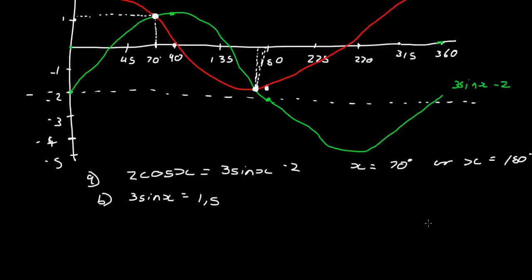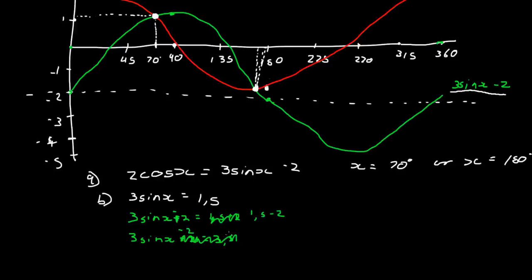Okay, they're asking us to use this graph that we've drawn. They're very specific. They're not saying draw a new graph. They say use this graph. So we can do something interesting to this equation. What if I just add 2 to both sides? 3 sine x plus 2 equals 1,5 plus 2. Should be 3 sine x minus 2, sorry. My bad there. 3 sine x minus 2 equals 1,5 minus 2.